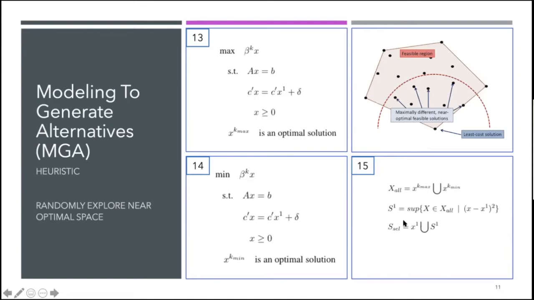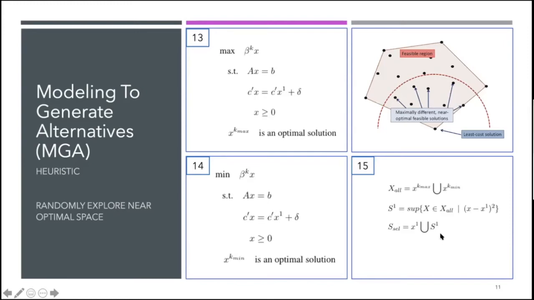right? Then we put that solution in this set S select. So S select will now have two solutions. The first solution will be the optimal solution of the least cost problem, and the second solution will be the one with highest Euclidean distance from the optimal solution.